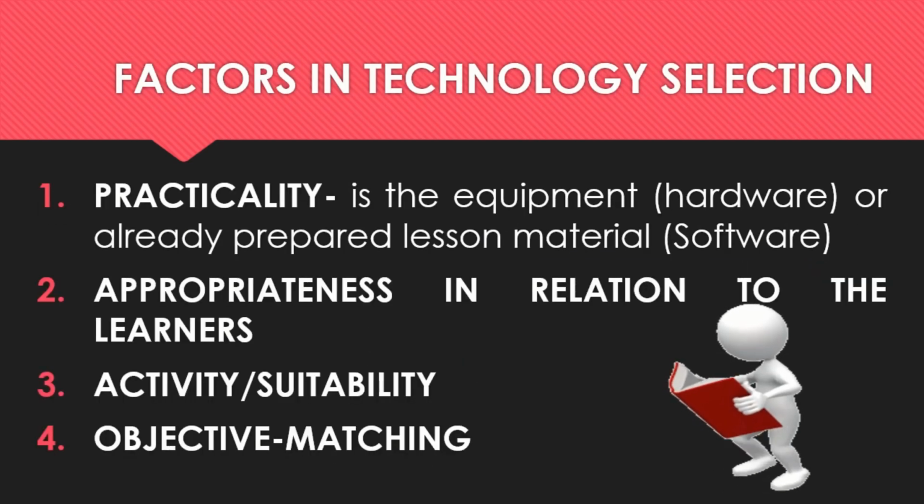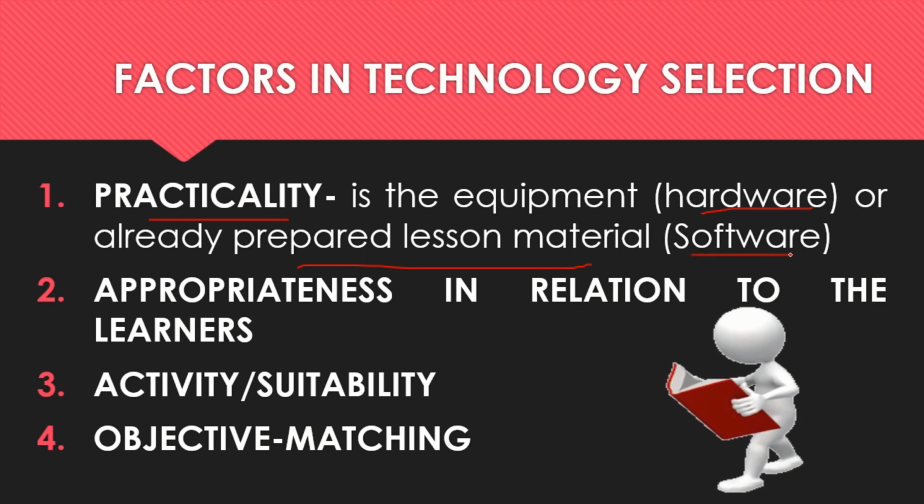So, let's proceed to the factors in technology selection. In deciding on which technology to use from a wide range of media, the factors on which to base the selection are: number one is the practicality. This is the equipment, or what we call the hardware, and already prepared lesson material, this is what we call the software. If not, what would be the cost in acquiring the equipment or producing the lesson in audio or visual form? Next one is the appropriateness in relation to the learners.